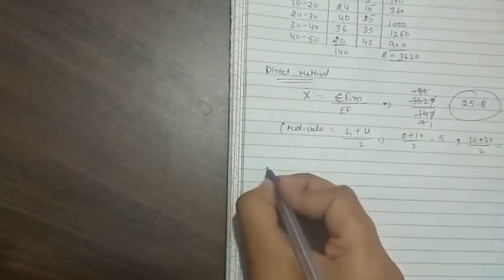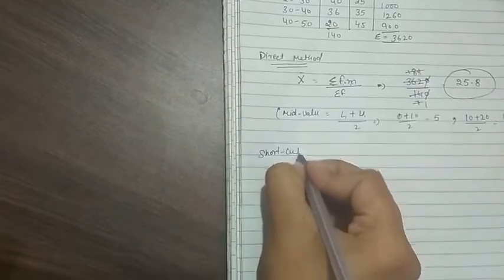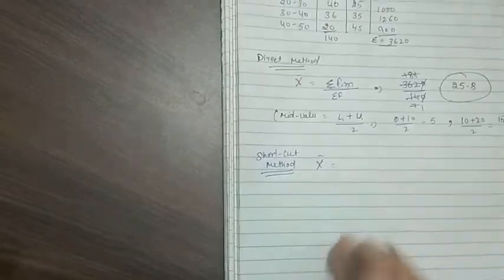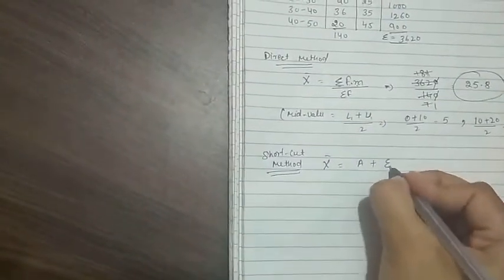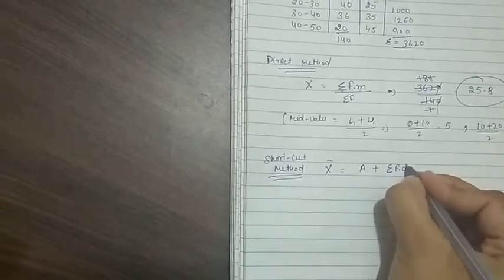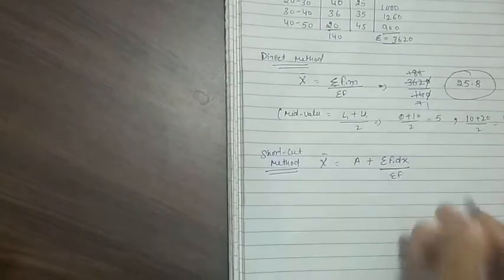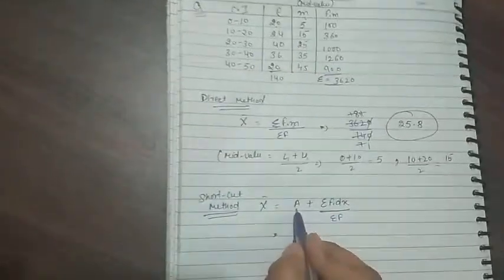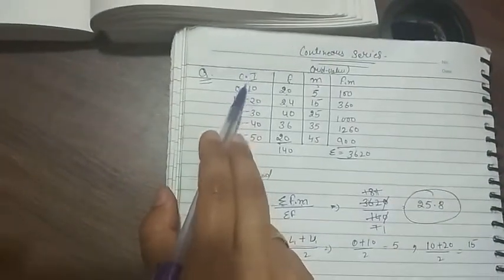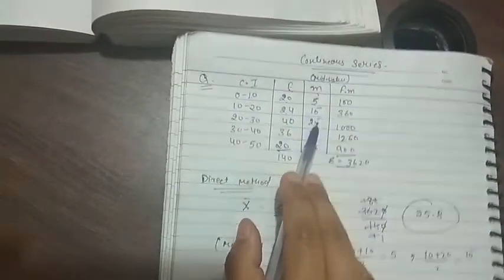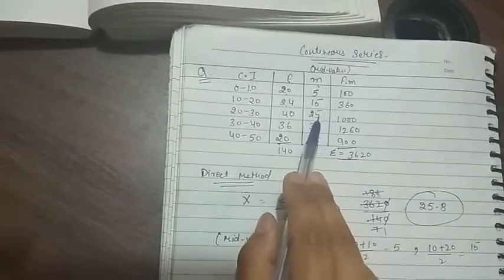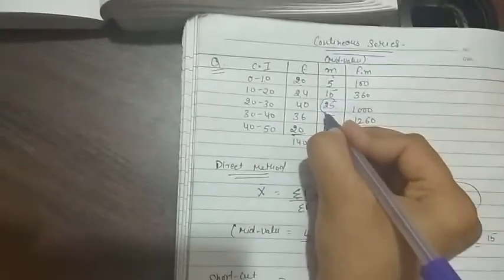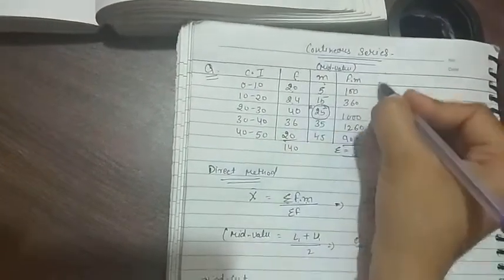Now let's start with the shortcut method. So you have to remember the formula. A plus sum of f into dx upon sum of frequency. Now you can see the formula is almost the same. Now we have to take an assumed mean. We cannot take the assumed mean from the class interval, so we find the mid value. Now we take the assumed mean from the mid value because it works as x in a discrete series. Remember. Now I take 25 as the assumed mean.